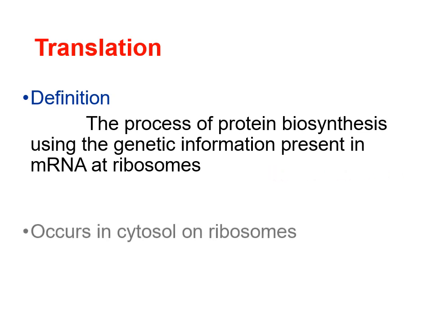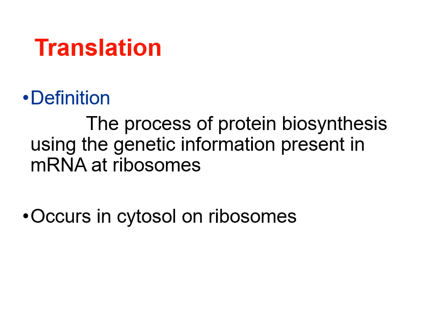Now, this translation process takes place in the cytosol, that is, on the ribosomes present in the cytosol. These ribosomes may be present freely in the cytosol, or they may be attached to the endoplasmic reticulum to form the rough endoplasmic reticulum. The proteins synthesized on the ribosomes attached to the rough endoplasmic reticulum are usually exported out of the cell, whereas the proteins synthesized on the ribosomes freely present in the cytosol are meant to be the proteins of the cell itself.